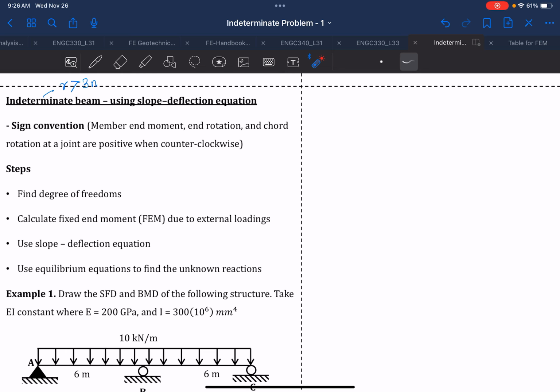And once you have the fixed end moments, you're going to use the slope deflection equation, putting in all the known values, and then find out the unknown values, and then you will use the equilibrium equation to find the unknown reactions. Please make sure that in slope deflection, your equilibrium equation will be your main equation, whereas in the force method, your compatibility equation will be your main equation, and after that you'll be using the equilibrium equation to find all the unknown forces. But in the slope deflection equation, you must meet the equilibrium equation.